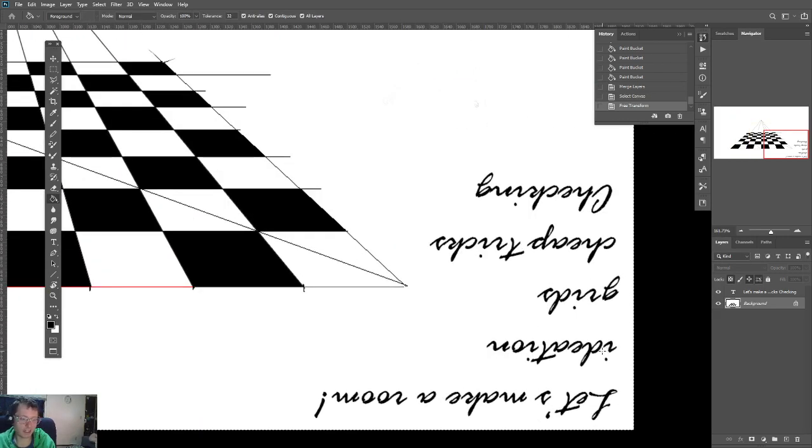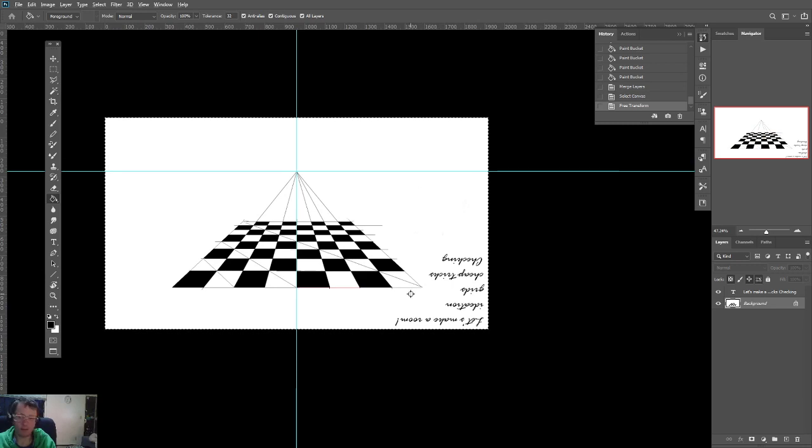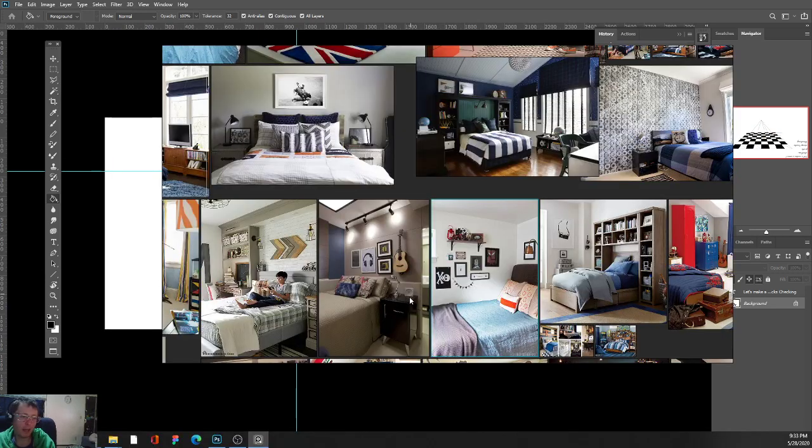Now, what's the next thing? My text is upside down and backwards now, so I can't read it. But whatever, reading is dumb. You should draw more. So how do we actually use some of this stuff in an applicable way?